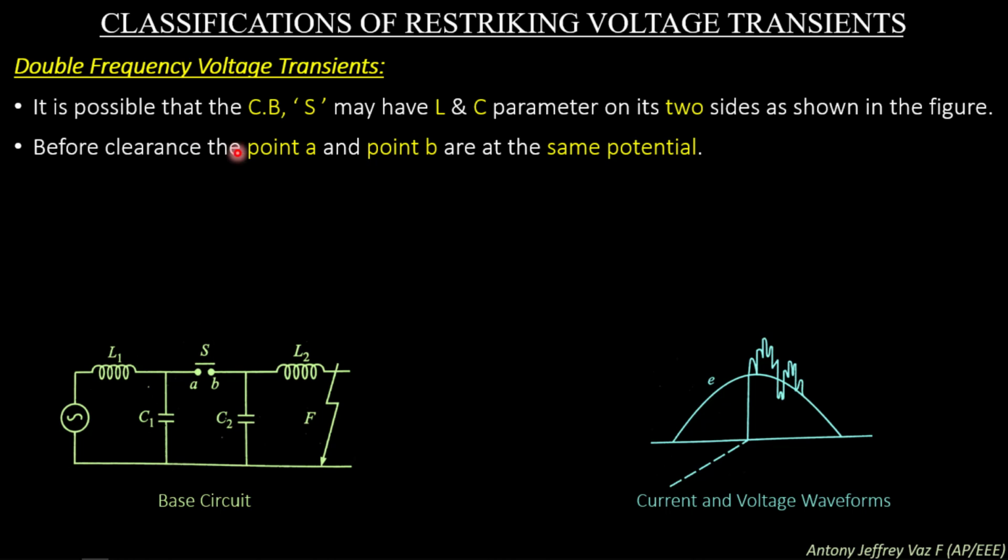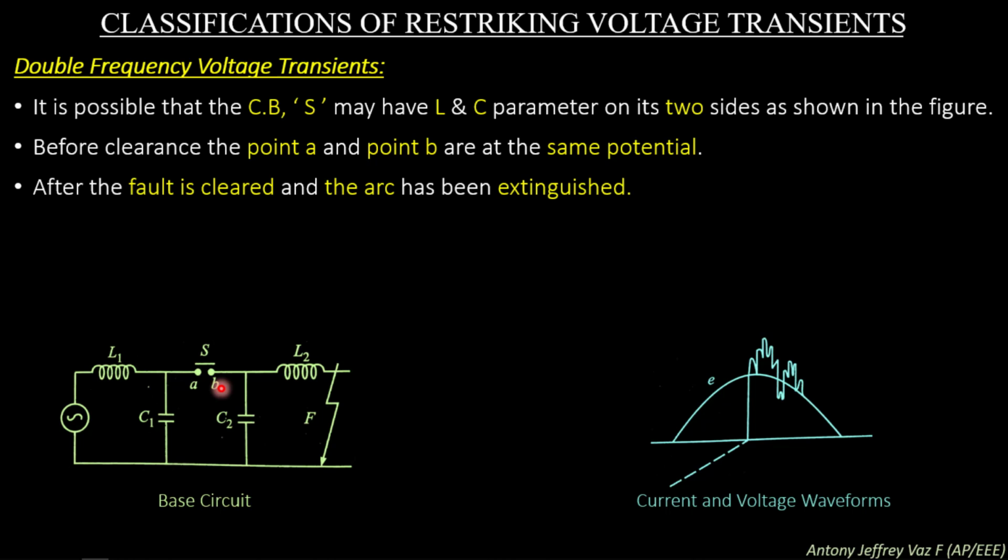Before clearance, the point A and point B are at same potential. Since the arc is drawn from the point A to point B due to the short circuit fault, before clearance of the fault, the potential of the point A and the potential of the point B are similar and equal. After the fault is cleared and the arc has been extinguished, the circuit oscillates at its own natural frequency.